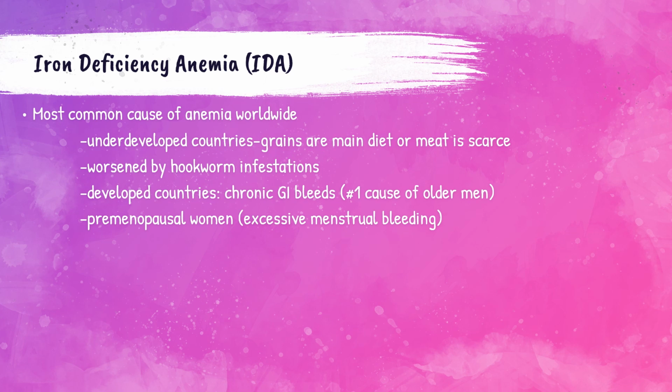The parasitic worm called hookworm is common in underdeveloped countries as well. These parasites feed on blood from the intestinal wall, and blood loss can cause IDA. Now, in developed countries, because it does happen in developed countries as well, the number one cause of IDA, specifically in older men, is chronic gastrointestinal bleeds or GI bleeds. This is also relatively common in premenopausal women that have excessive menstrual bleeding.